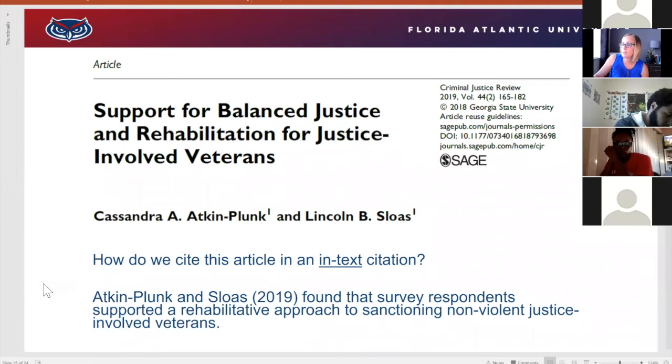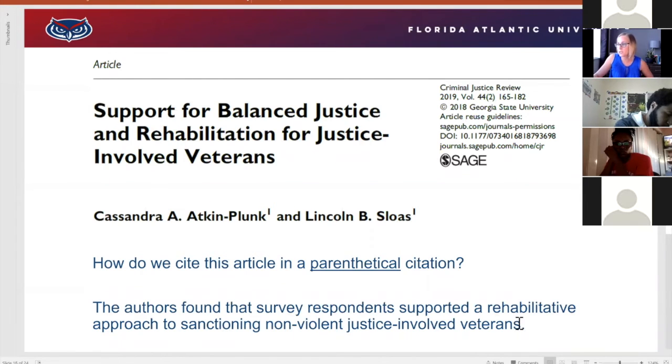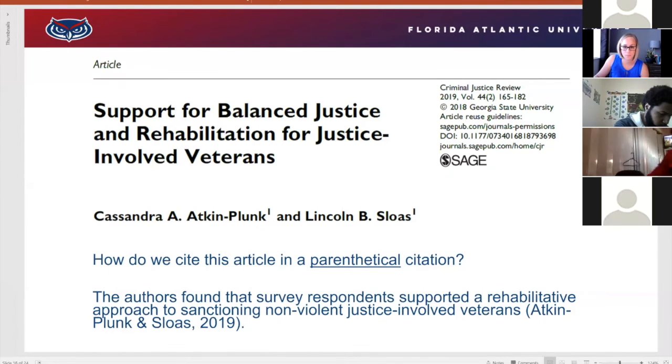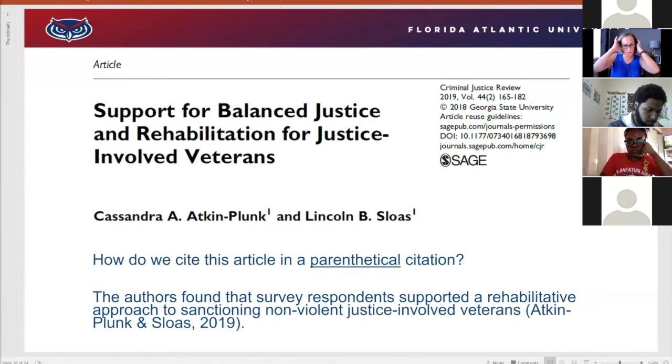Okay, if we're going to cite this same thing as a parenthetical citation at the end, except it's 2019. All right, so we're saying the same thing. We're just saying, who are the authors? We need to know that. Well, it's Atkin, Plunk, and Sloas 2019. Okay, so that's an article that has 2 authors. If it has 1 author, it's going to be similar.